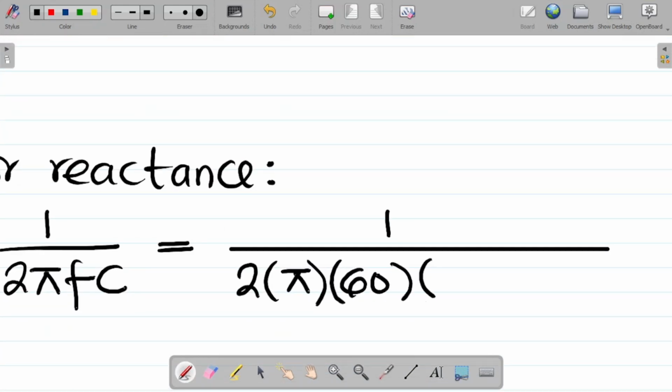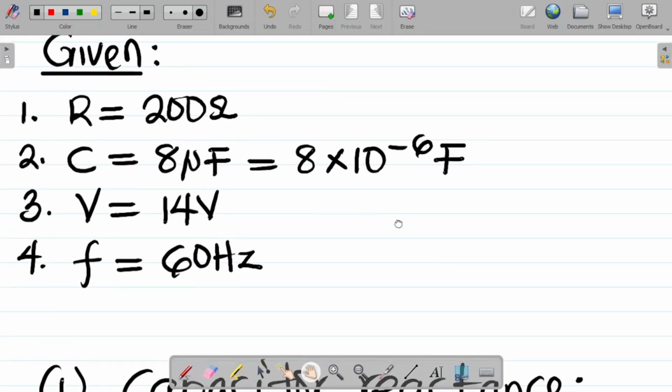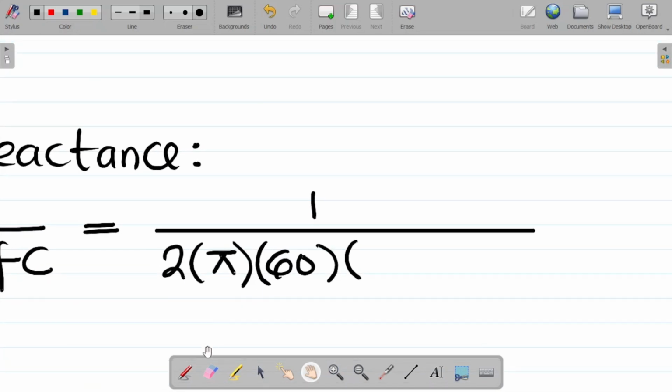Into the capacitance, C. The value of the capacitance was 8 microfarad, that's 8 times 10 to the power minus 6. So we have this value. I'll just get my calculator and punch this answer quickly. What I have here is simply 1 all over 2 times pi times f, that's 60, times 8 times 10 to the power minus 6.